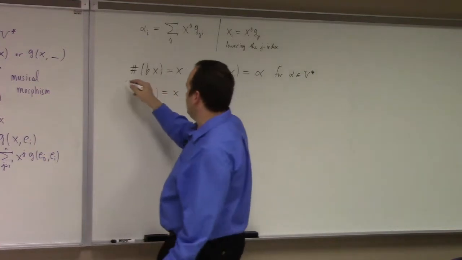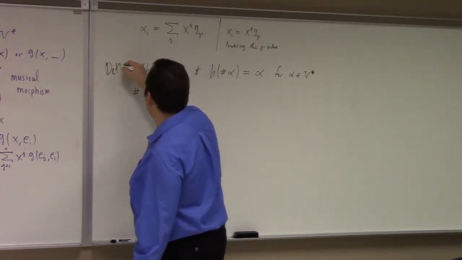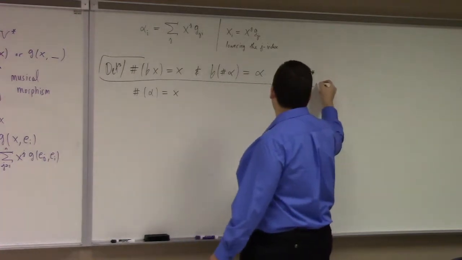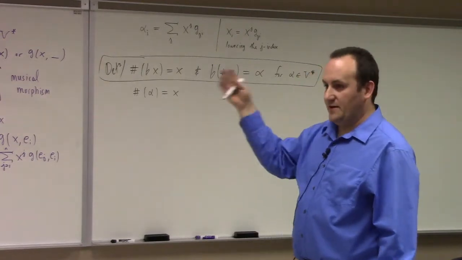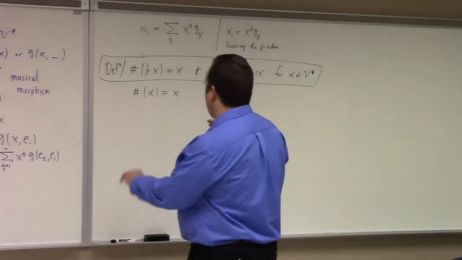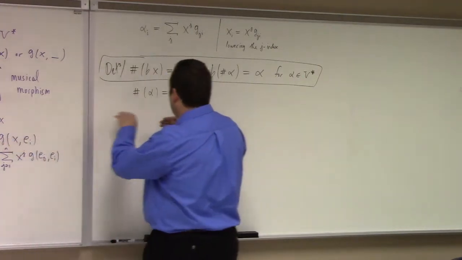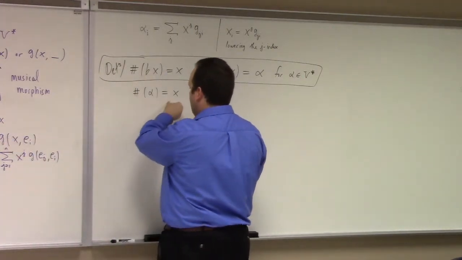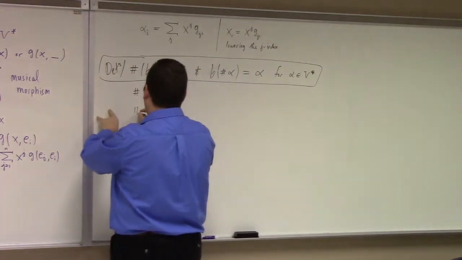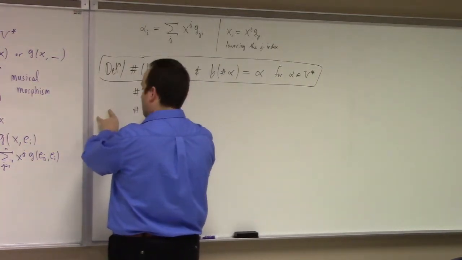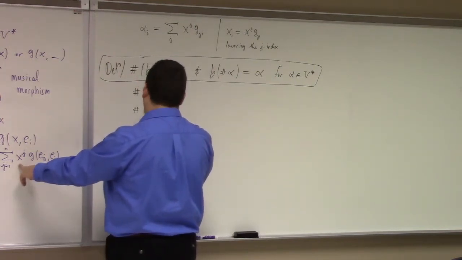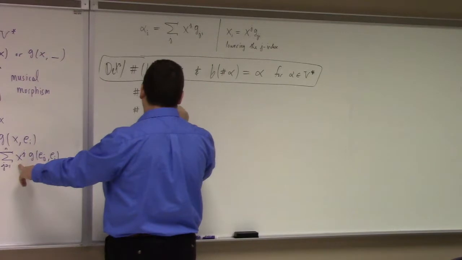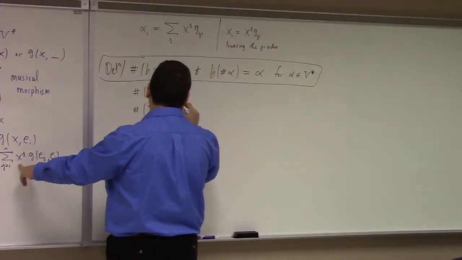Now, so this is the definition of the sharp. The flat I already defined. But let's see here. Continuing with this particular alpha, if sharp of alpha is equal to x, what was alpha? We have a formula, right? It's a sum over j, 1 to n. I'm sorry, the sums are always from 1 to n for now. x upper j, g j i, right?